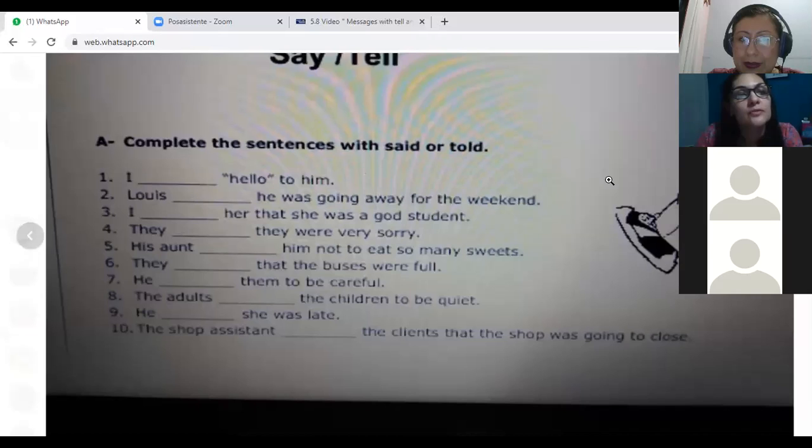Even for making to a person. Y al decir que ella era una de las estudiantes, es una información de algo, de esa persona. Sería, y traducido, ¿cómo sería? I told her that she was a good student.